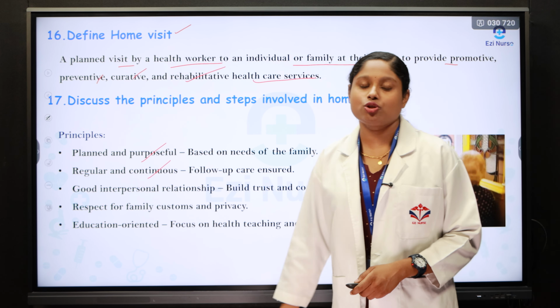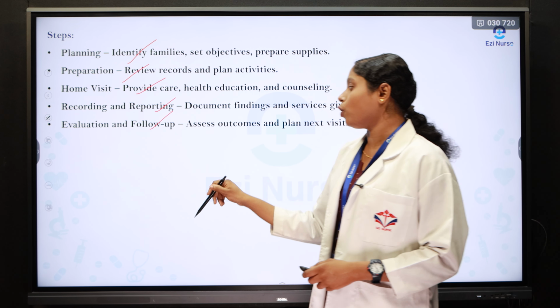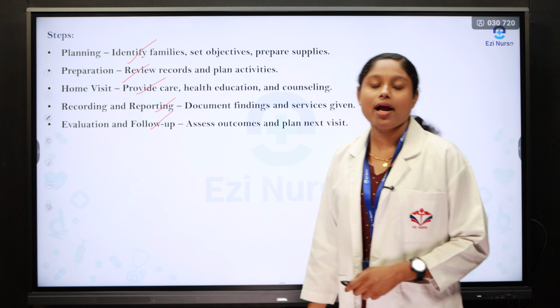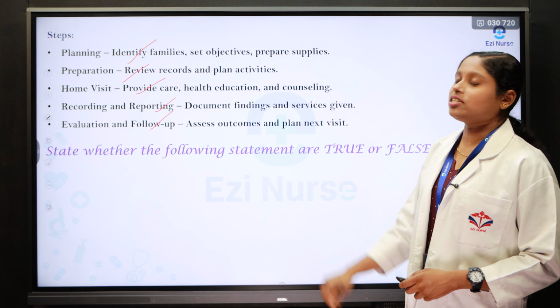Then recording and reporting: document the findings and services given. Evaluation and follow-up: assess outcomes and plan for the next visit. The next category of questions will be: state whether the following statements are true or false. So the next question is the 18th one.